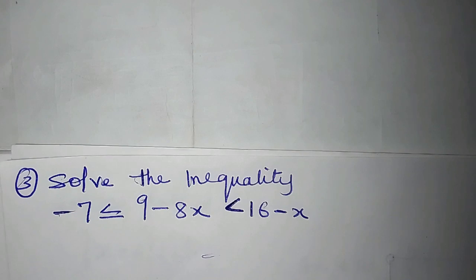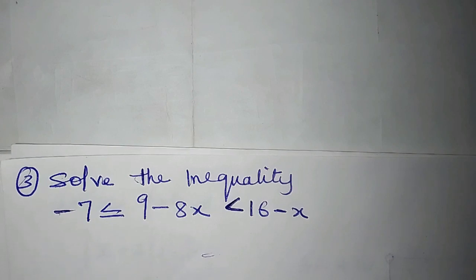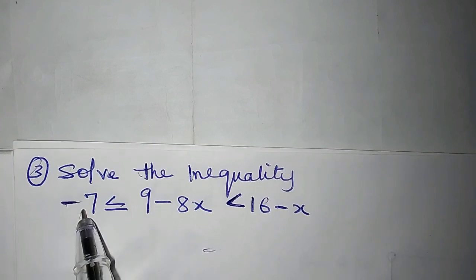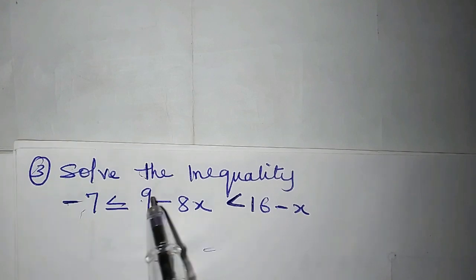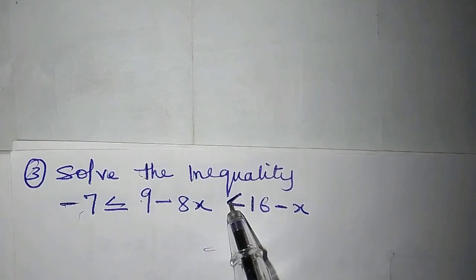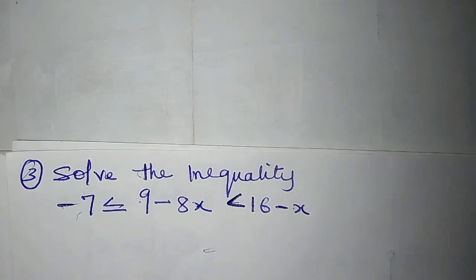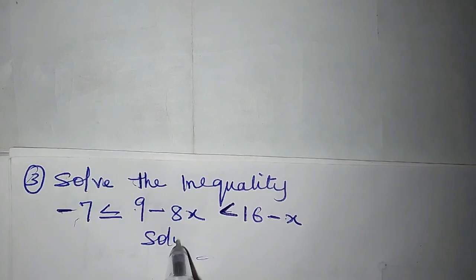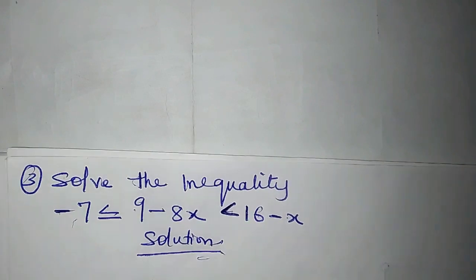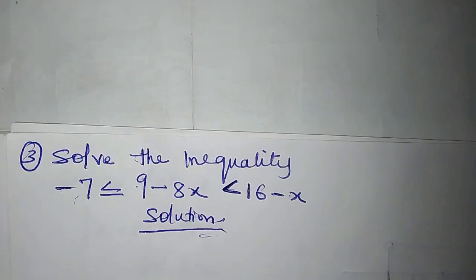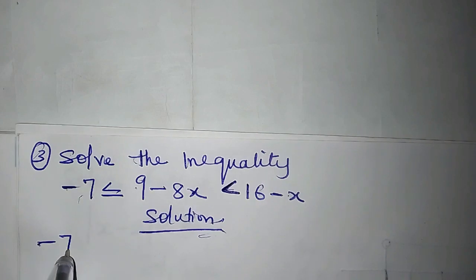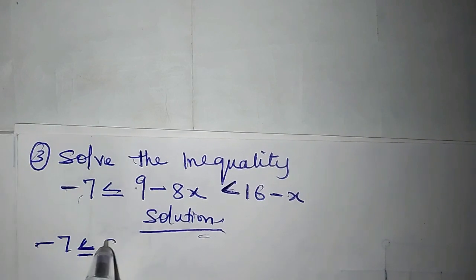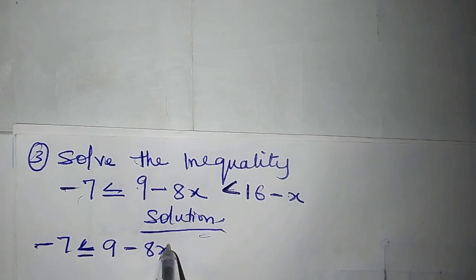Alright, this is the third question and the last one. Let's solve this inequality. It's actually a combination of two inequalities. Minus 7 less than or equal to 9 minus 8x, which is less than 16 minus x. To solve this inequality, I will break it down into two. Just watch it. I have this: minus 7 is less than or equal to 9 minus 8x.